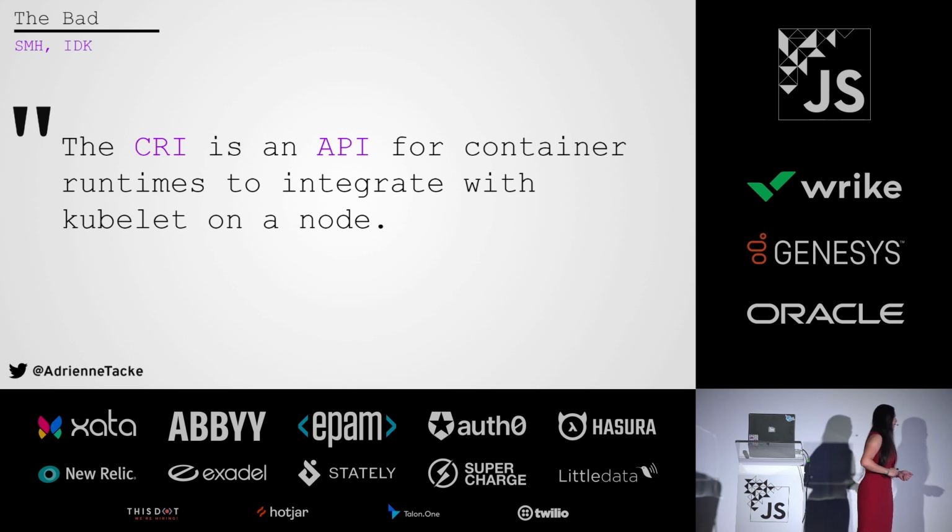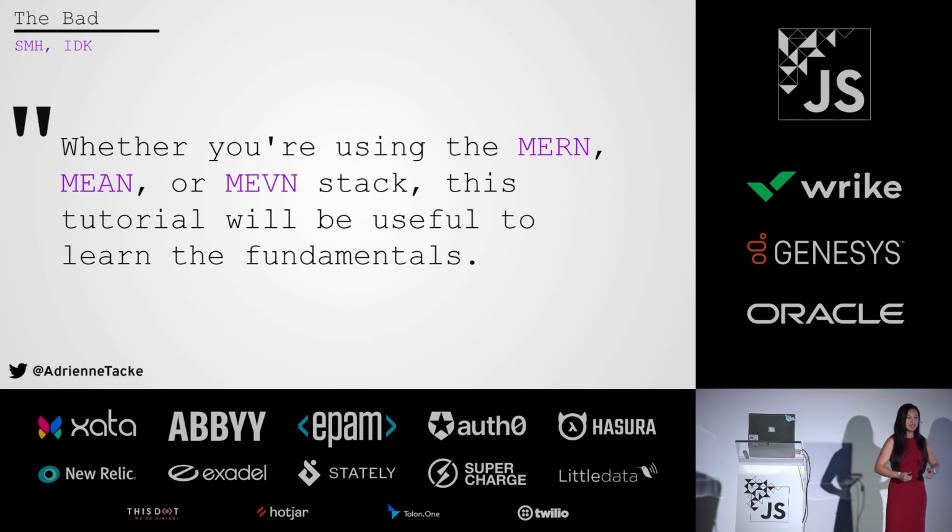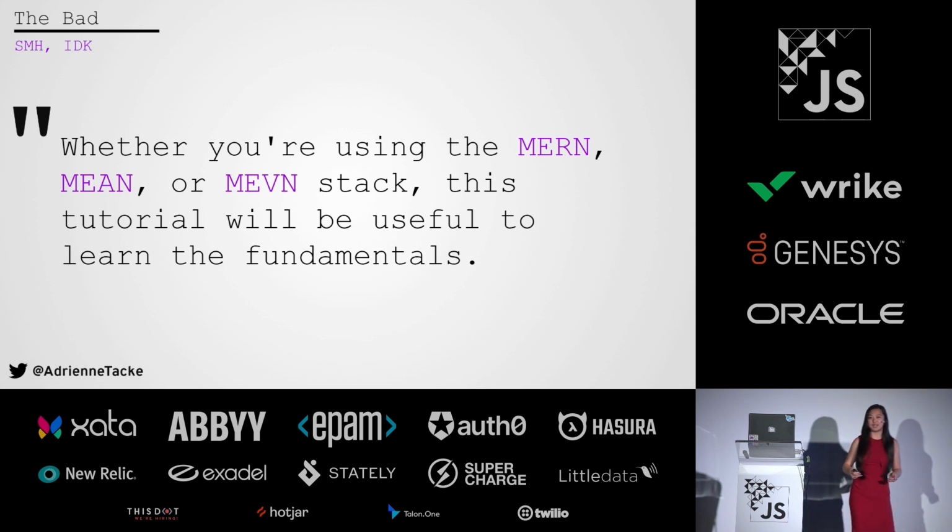Or the CRI is an API for container runtimes to integrate with kubelet on a node. What? I know that tech moves fast, but sometimes even we ourselves need reminders of what these acronyms mean and what we're learning about in what context. Or, again, whether you're using the MERN, the MEAN, the MEVN stack tutorial, this will be useful to learn the fundamentals. As you can probably tell, it's not that it's bad to use acronyms, it's the fact that sometimes you don't know what they mean the first time that you see it.